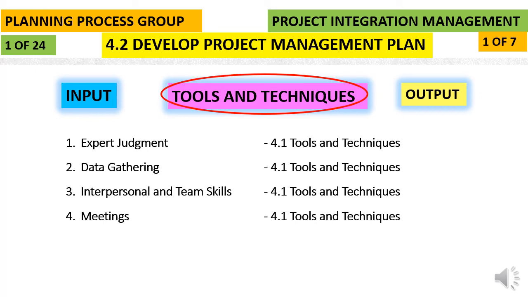The third tool is interpersonal and team skills, which includes conflict management, facilitation, and meeting management. And the last one is conducting the meeting. That is also one of the techniques, through which we are going to execute this process of developing the plan. And these meetings are used to discuss the project approach, how work will be executed to accomplish the project objectives, and establish the way the project will be monitored and controlled.